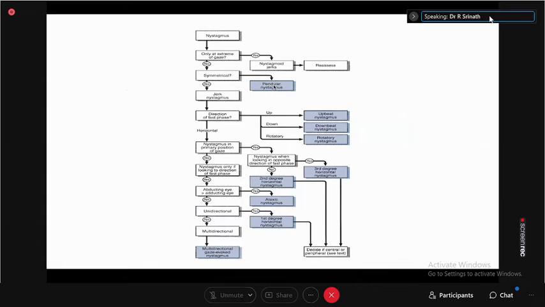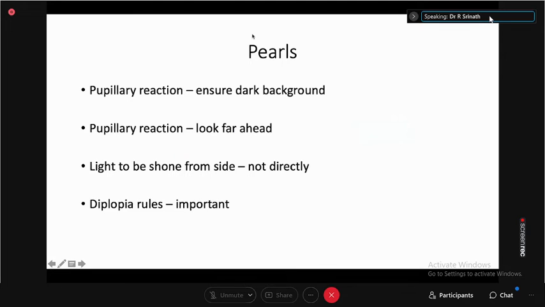I think because of lack of time, I'll be skipping this, because a lot of other cranial nerves are also left. So in the evaluation of the third, fourth, and sixth cranial nerves, it is very important to ensure that there is a dark background, for reasons I've already told. The patient has to look far ahead, because otherwise the accommodation reflex becomes active. And light has to be shown from the side, not directly. And the rules of diplopia are very important for anybody to understand the concept.